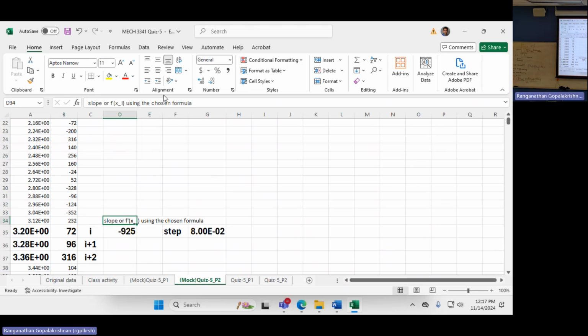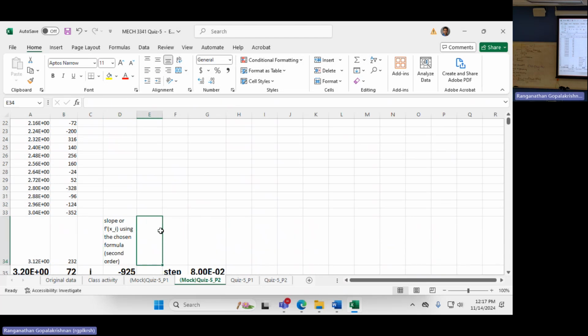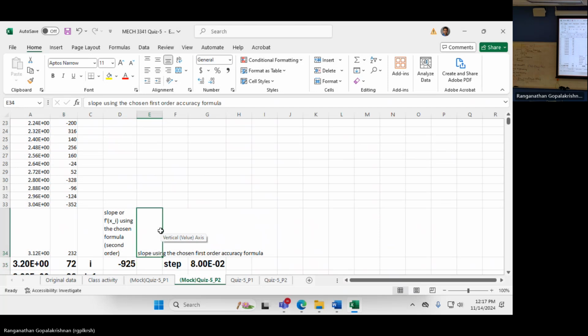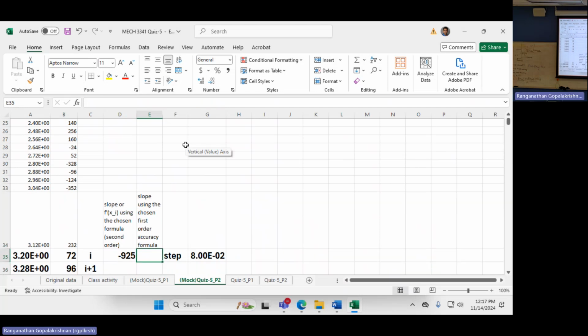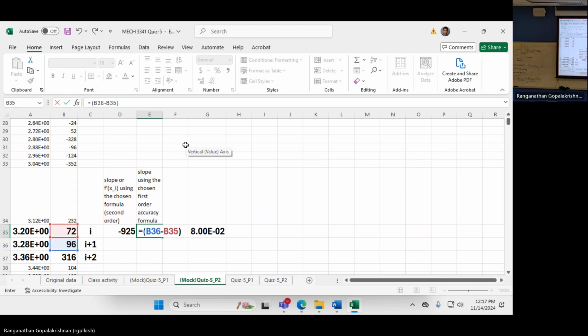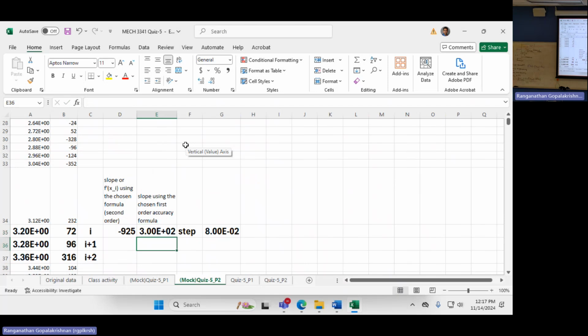Okay, so slope using the chosen formula, which is second order in accuracy. Now I want to compute the slope using the chosen first order accuracy formula. So first order accuracy will involve only i and i plus 1, right? So this will be f i plus 1 minus f i divided by step length.